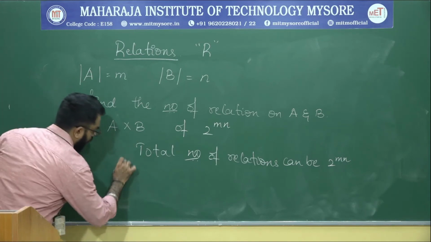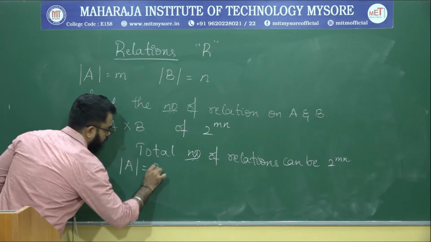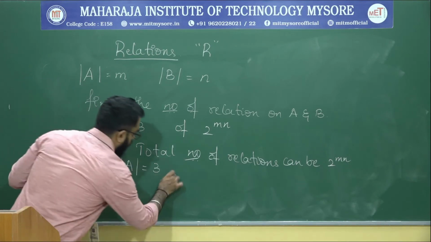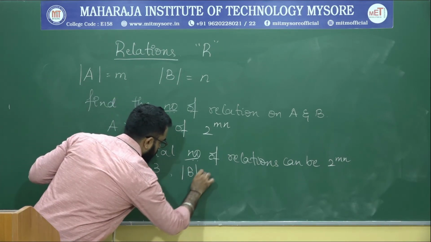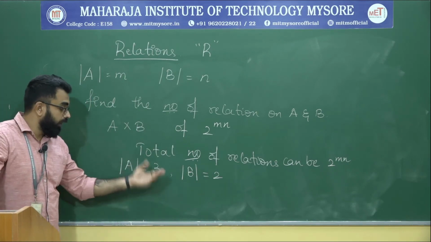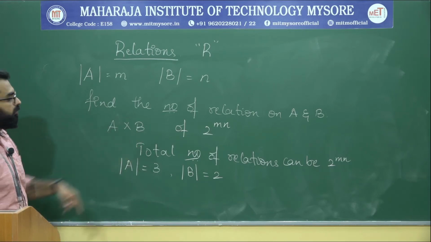For example, let us consider we have the set A of size 3 and set B of size 2. So now how do we identify the subsets here, or the relations here? Use that particular thing here.